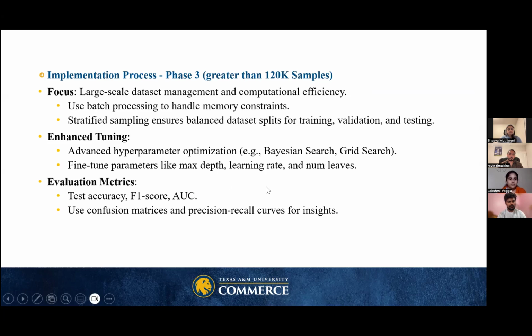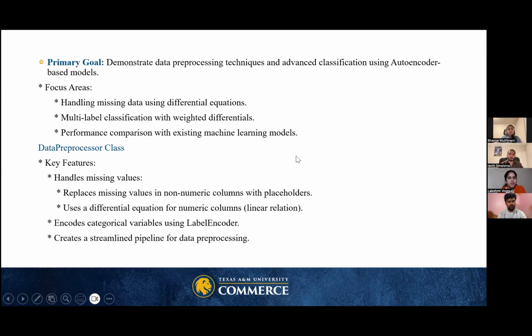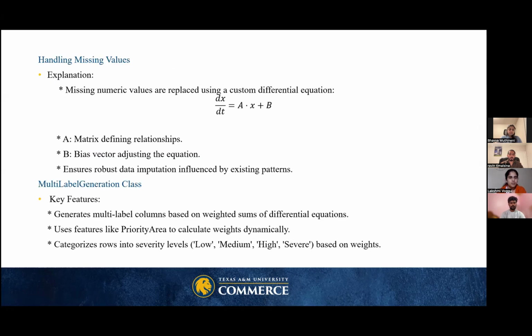The primary goal is to demonstrate data preprocessing techniques and advanced classification using autoencoder-based models. It focuses mainly on handling missing data, multiple labels, and performance. The data preprocessor class has key features like handling and replacing missing values and encoding categorical variables, and it creates a streamlined pipeline.